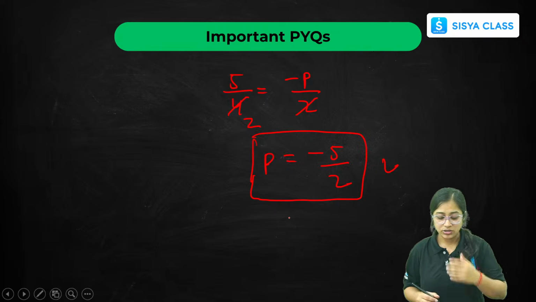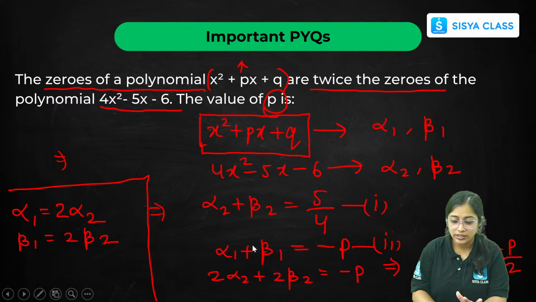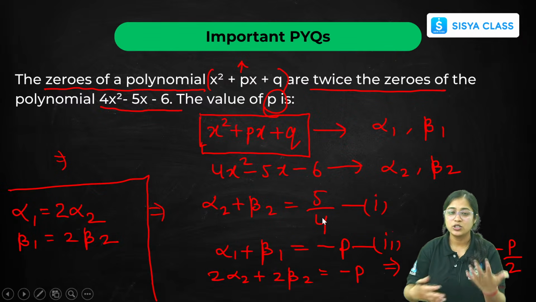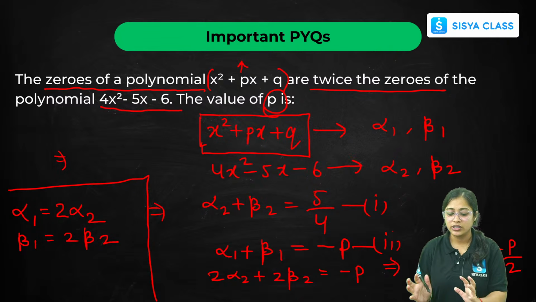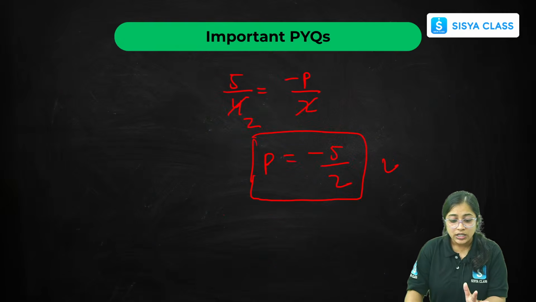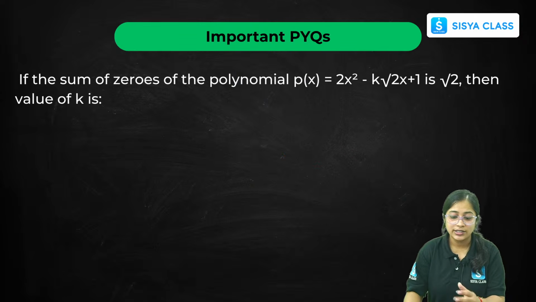So I hope this question is clear to everyone, right? What we have done is just assumed the roots, seen the relation between the roots, and found the value of p. Okay, so now let's move to the next question.